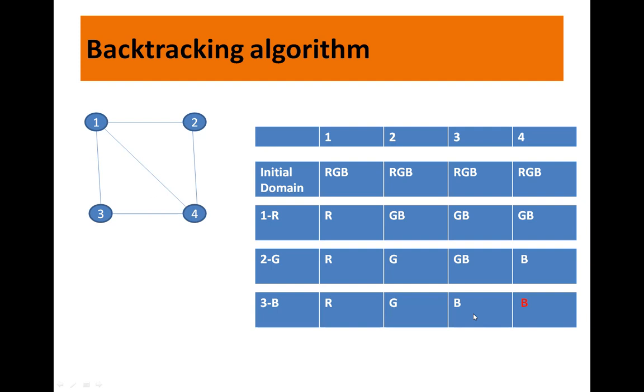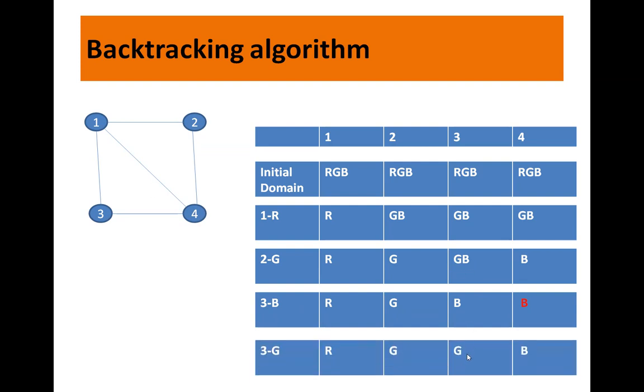So what is the solution? We undo this assignment of blue, go back to the previous step, and select the other option. So what is the other option remaining now? The other option remaining is green. Blue is violating, so go back. This is backtracking, and we select the other combination. Now the other combination remaining is green. Now there is no violation: red, green, blue, green.